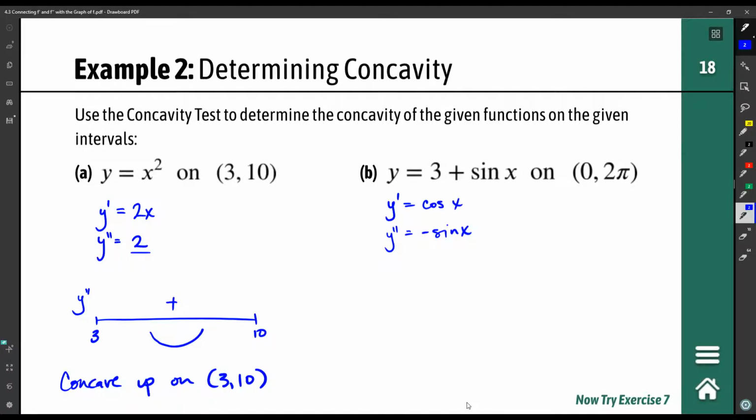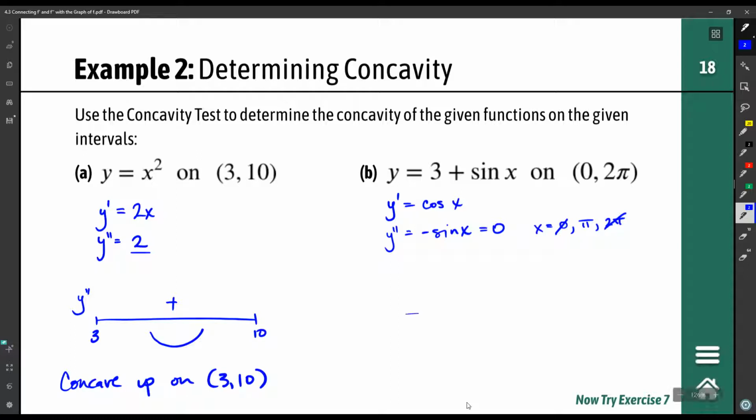So let's see if we have any critical numbers for the second derivative. We want to set it equal to 0. We know that sine of x is 0 when x is equal to 0, pi, or 2 pi. Now 0 and 2 pi are the edges of the interval, so those don't really help us much here, but we do have a second derivative critical number at pi.